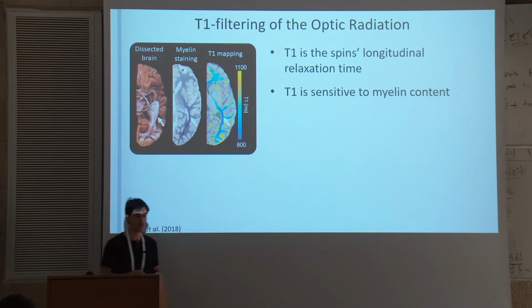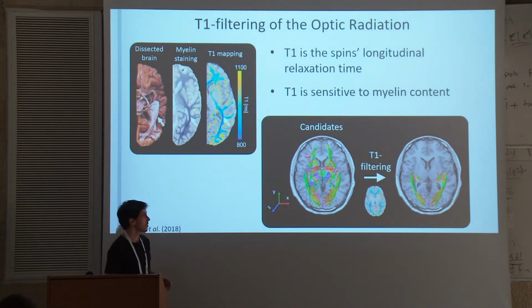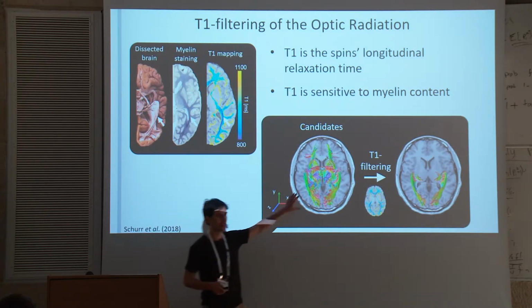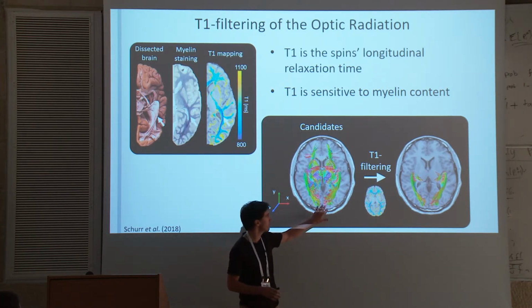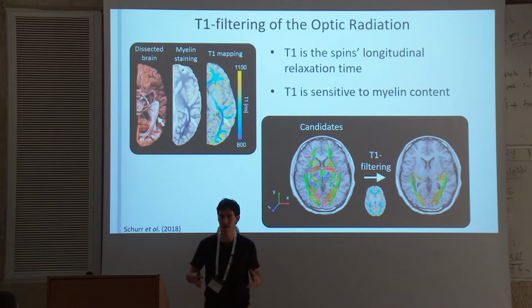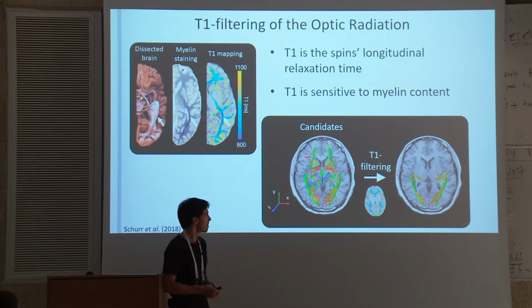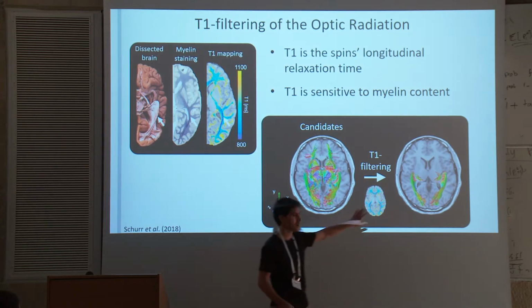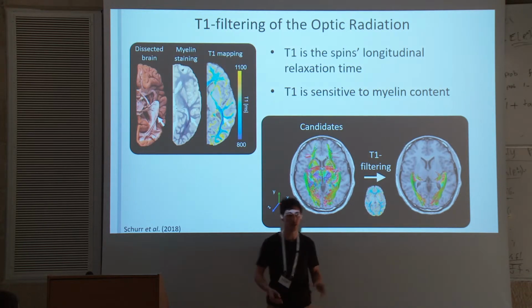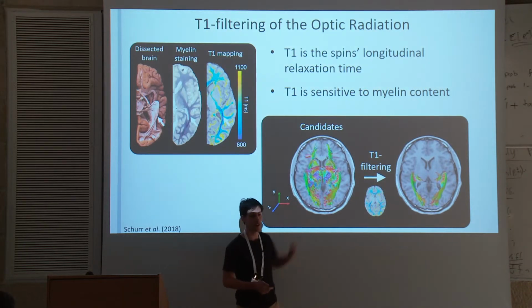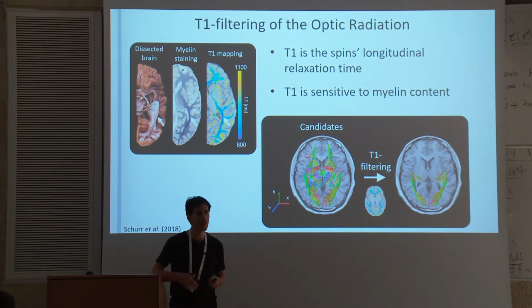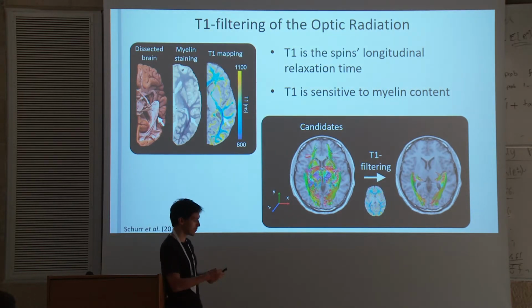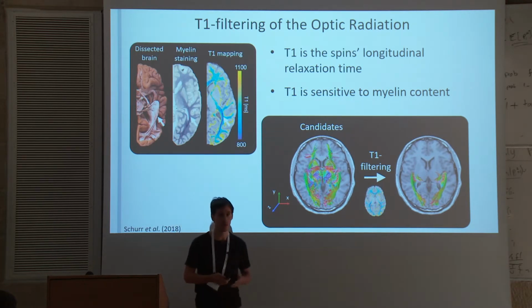So what we did in this work, we took a very naive approach for finding the optic radiation. Just take all the streamlines between the thalamus and area V1. You can see it's a very noisy representation. It has many false positives. And if we just take the T1 map and integrate some information onto these streamlines, we can use what we call T1 filtering to get rid of these and get a much cleaner representation that actually corresponds well with what we know about the anatomy of this structure.